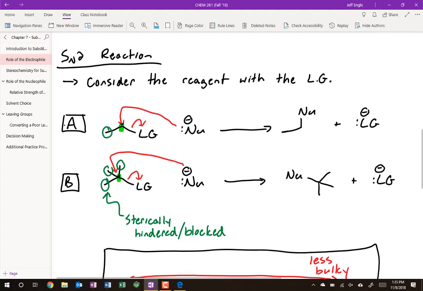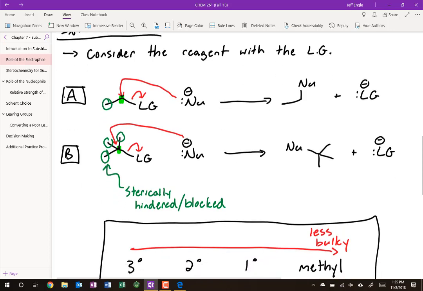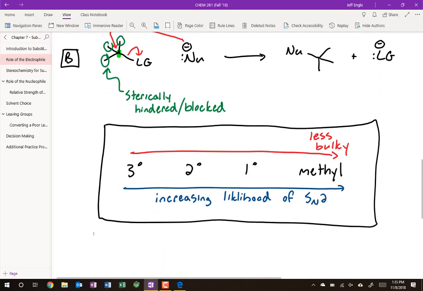Sn2, on the other hand, we don't go through any sort of carbocation intermediate. Instead, the nucleophile attacks directly, in which case you want that carbon to be the most accessible carbon possible, right? You don't want it to be blocked or hindered in any way. So the opposite trend is true. Methyl groups are a lot more accessible than primary groups, which are a lot more accessible than secondary carbons, which are a lot more accessible than tertiary carbons. So they're opposite trends. All right.